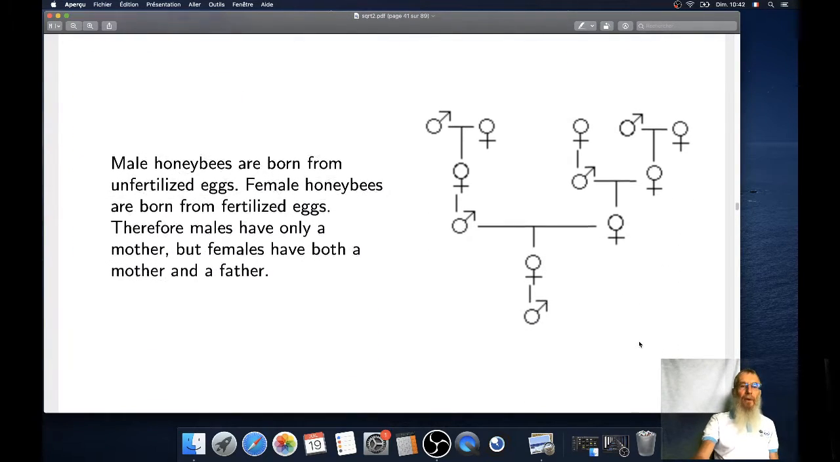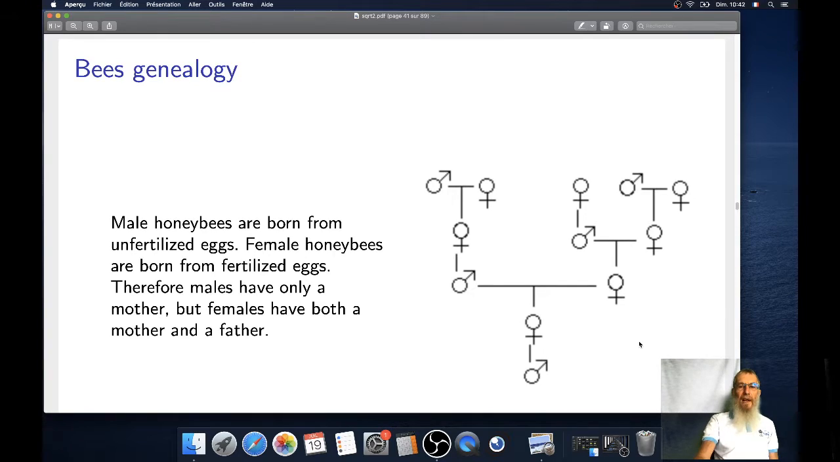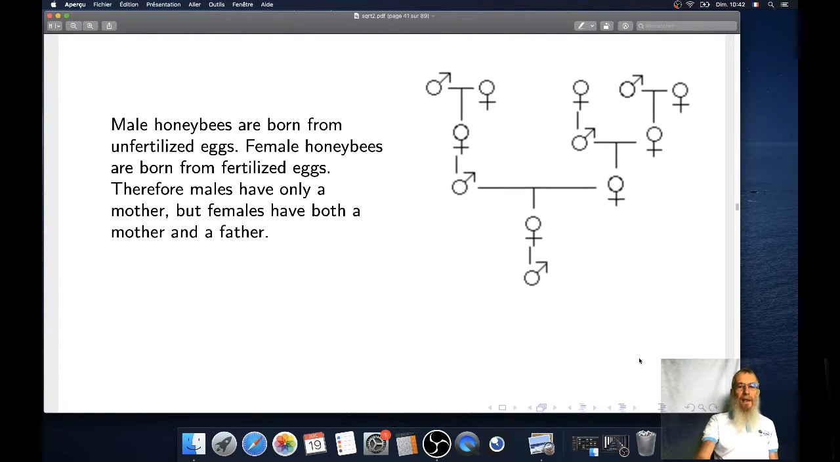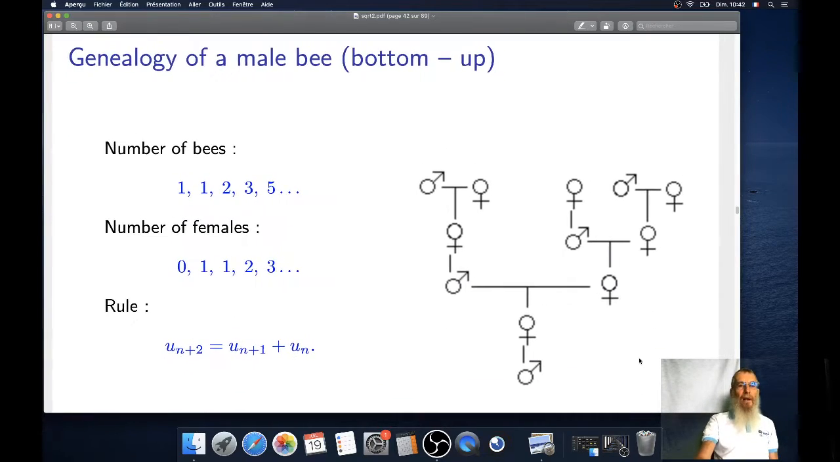This is not completely universal, because if you look at the genealogy of bees, there is a property that the male honeybees are born from unfertilized eggs, and the female honeybees are born from fertilized eggs. So the males have only a mother, but females have both a mother and a father. So you take a male, he has a mother, the mother has a father and a mother, the grandfather has only a mother, and the grandmother has a father and a mother, and so on. You continue like this. This mother has a father and a mother. And you ask, how many ancestors has a bee?